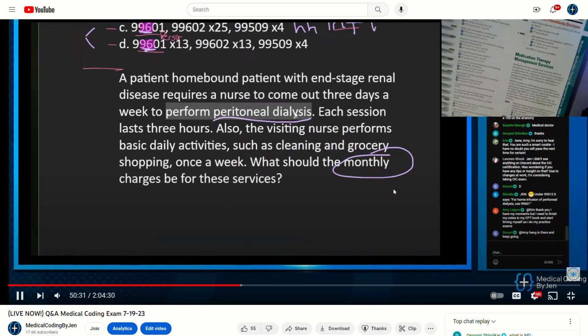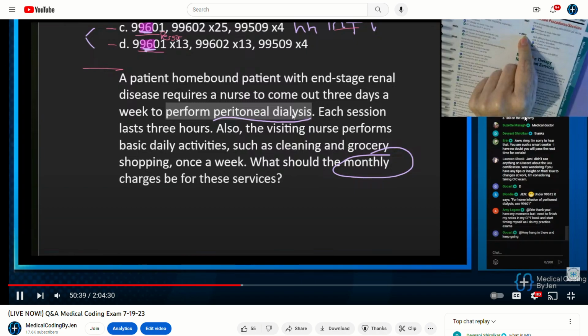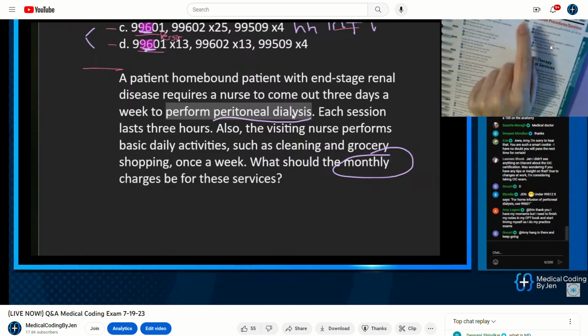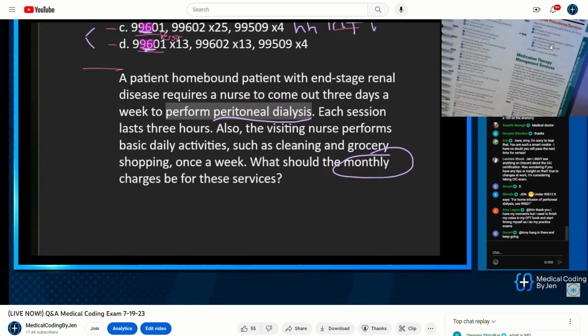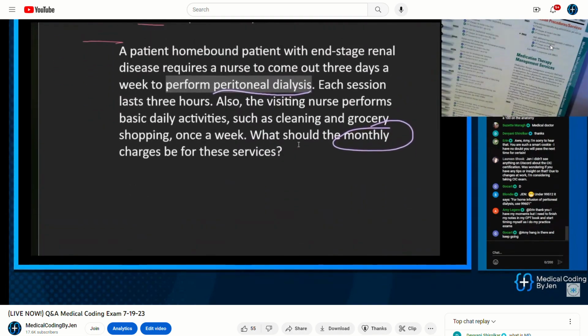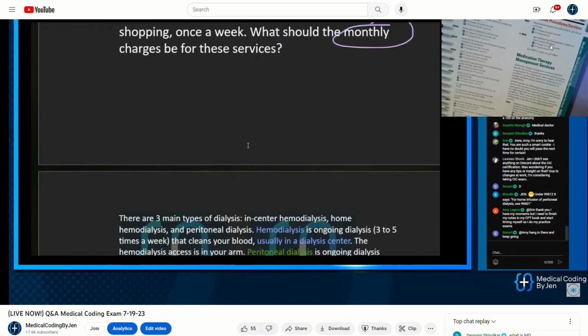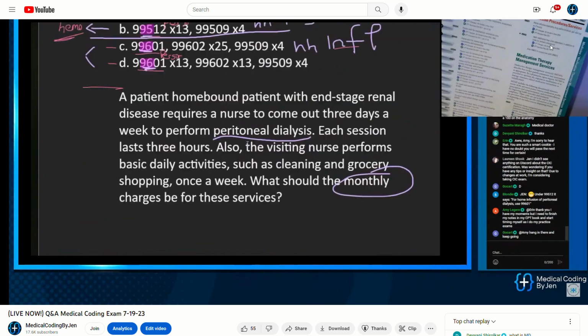So if you haven't already, right here at 99601 and 602, write peritoneal dialysis as your one-word difference. That will make a huge difference. You'll be able to understand which one would be which. And you'll know that hemo would go somewhere else. But this one said it was peritoneal dialysis. So, of course, D is our answer. And I'll tell you why it's the answer.